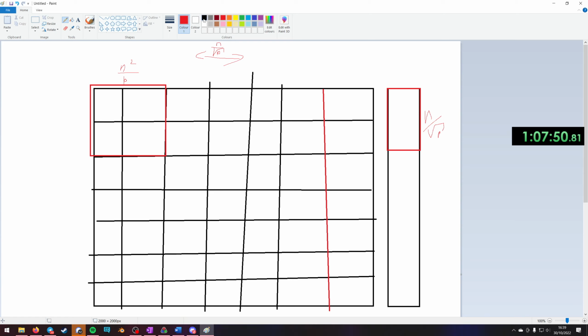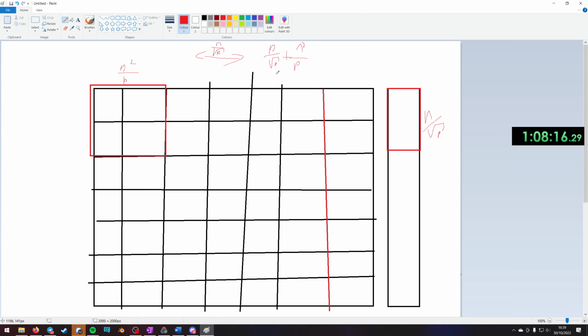Communication overhead. Our communication is nothing more than n over square root of p plus n squared over p. Because we need to communicate this part of the matrix plus this part of the matrix. I hope I'm making sense.